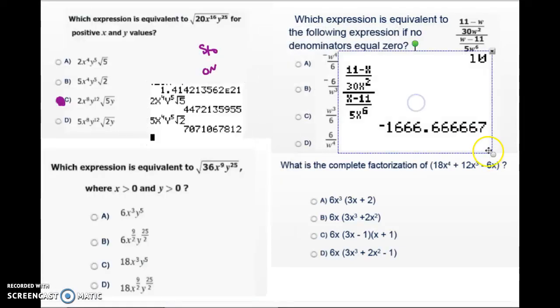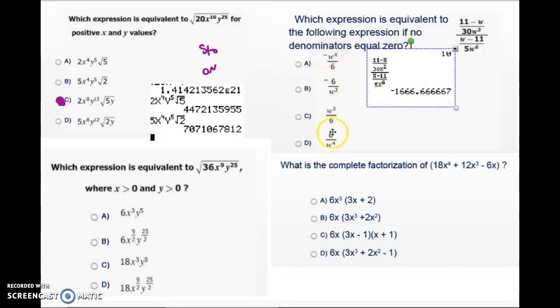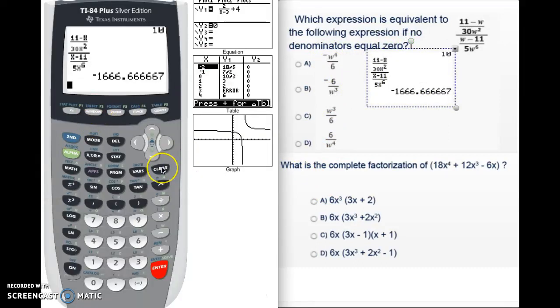Now remember, that's because I stored a 10. So that number is just what I'm going to look for as I plug in these choices. So when I go back, now I'm going to try answer A. So I'm going to alpha y equals negative x to the 4th divided by 6. And there's the answer. So it's always nice when the first one actually works.